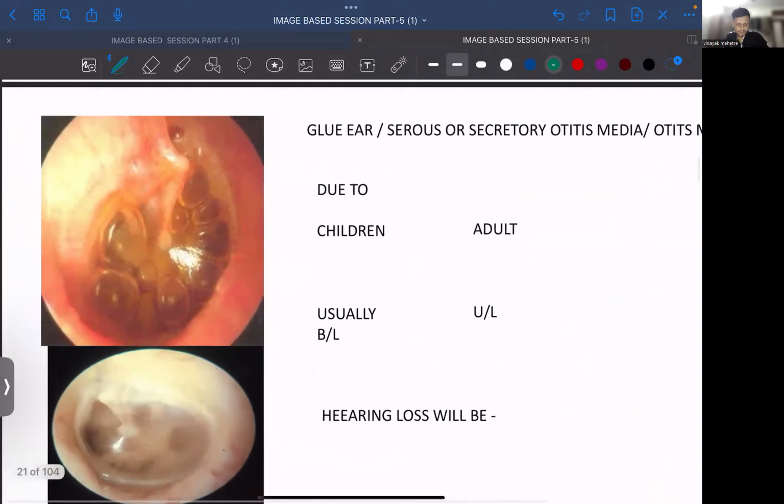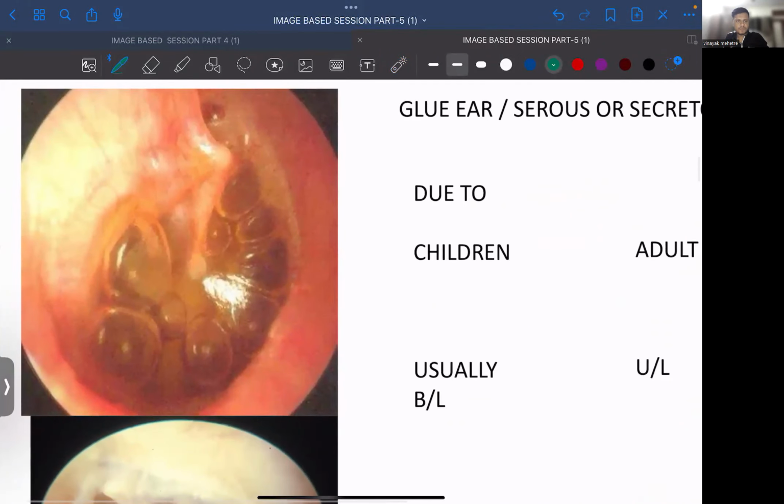Patient is having decrease in hearing from 1 month. On the examination, there are bubbles present in the middle ear, and patient is having difficulty in breathing. क्या आंसर होगा? आंसर एक्चुअली सामने है, glue ear.